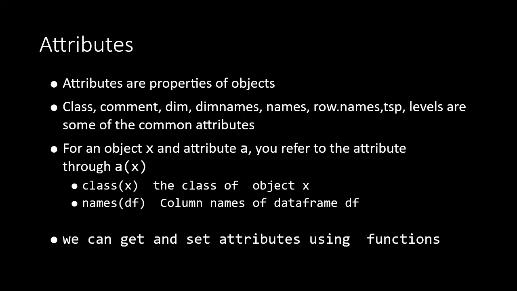Many objects in R, such as arrays, matrices, and data frames, have many common attributes. There is a standard way to query object attributes in R. For an object x and attribute a, we refer to the attribute through a of x. In most cases, there is a method to get the current value of the attribute and a method to set a new value of the attribute. With this background, let us now go to RStudio.